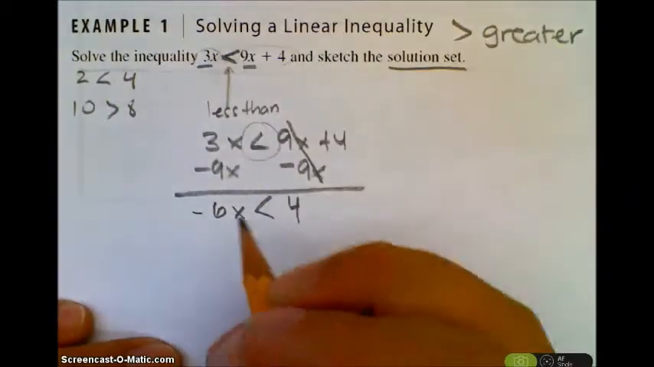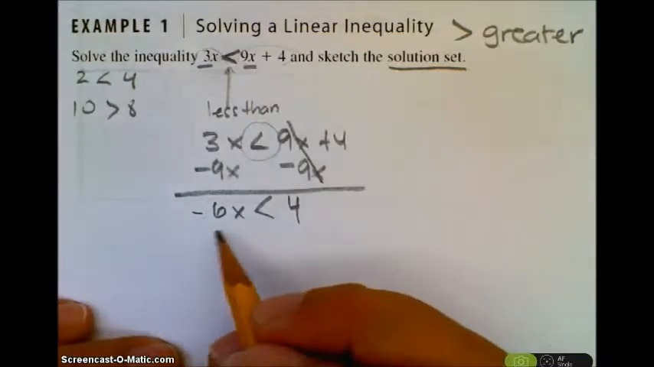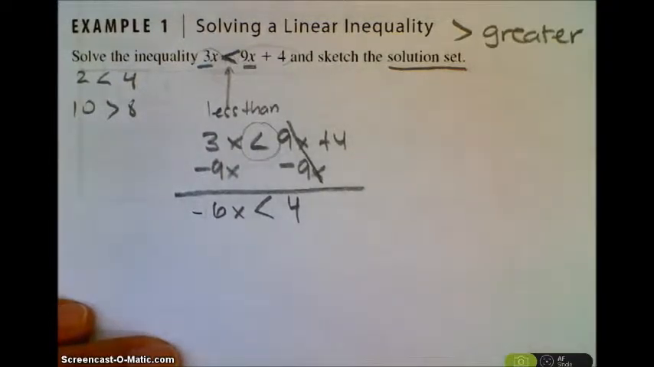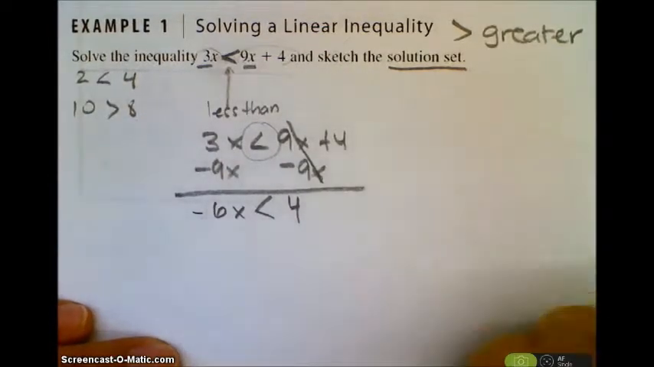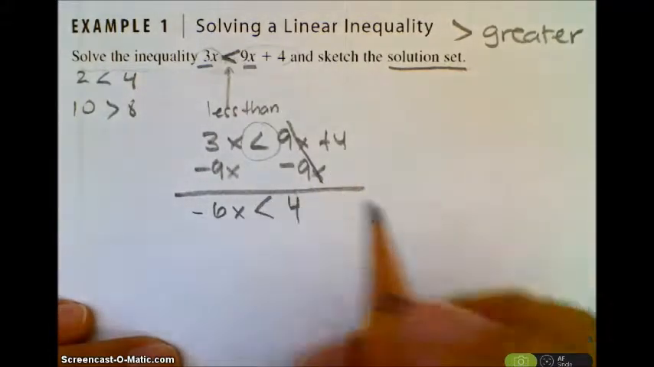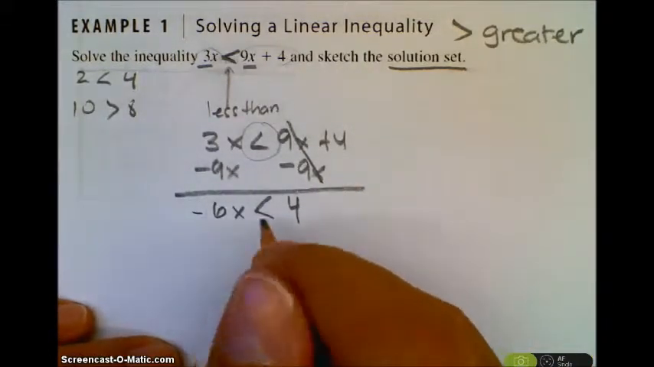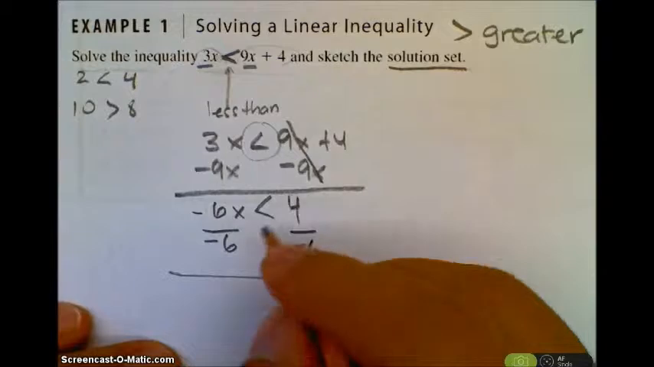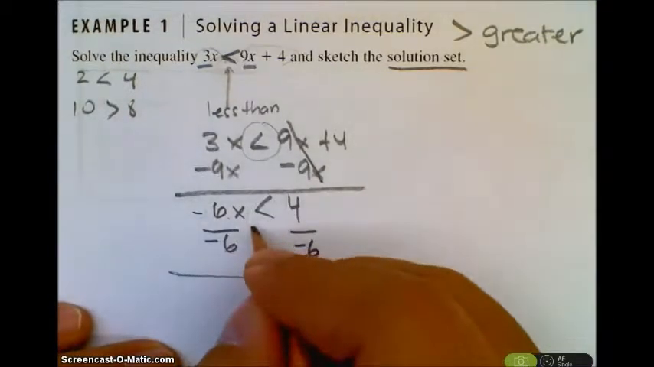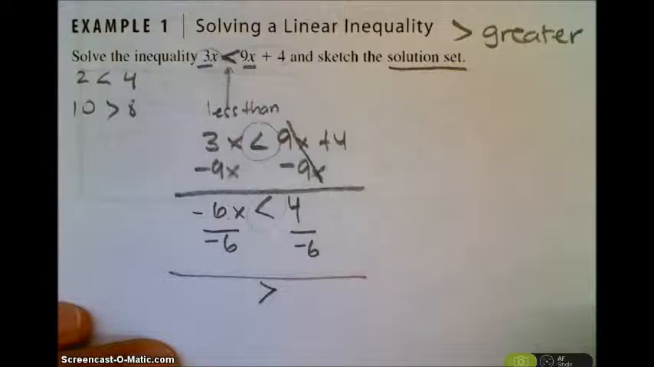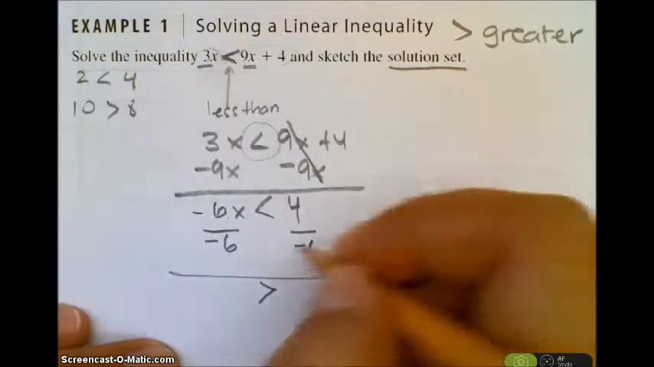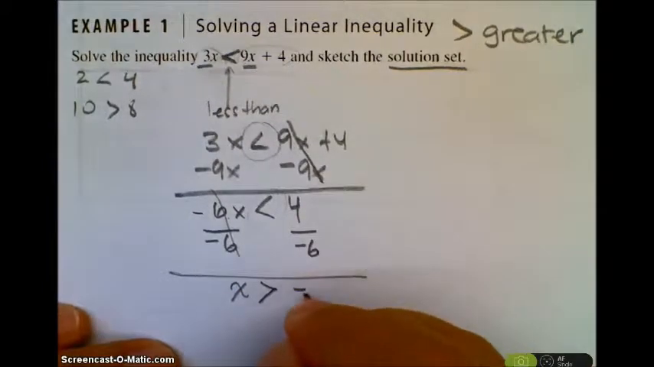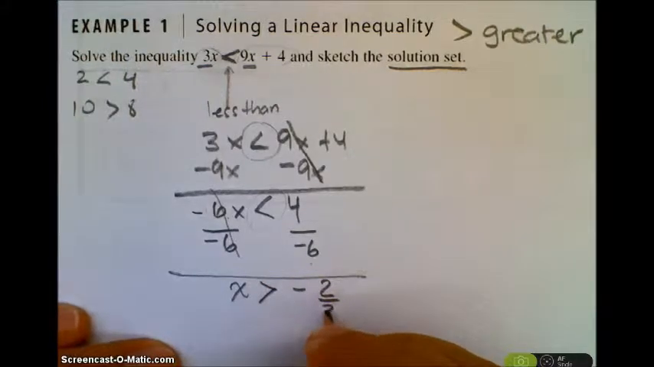Now, if this was an equation, the next step that I should take is to divide by -6 on both sides. And that's exactly what I'm going to do here. However, whenever I multiply or divide by a negative number, I'm going to change the direction of the inequality. So I'm going to go ahead and divide both sides by -6. However, this less than will be changed into greater than. Now everything else is treated like an equation. These two cancel out, so I have x, and then I have -4/6, which is -2/3.